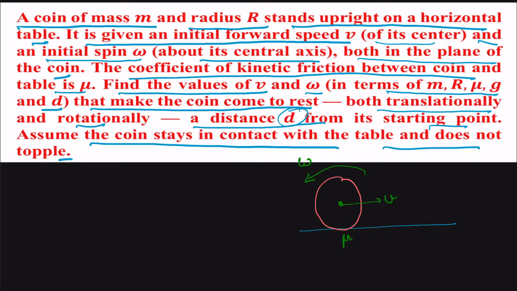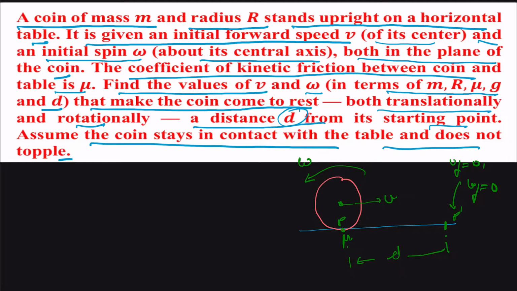Suppose the distance is d, the coin moves from this point P to this point P prime, and this distance is given to us as d. So it stops at P prime. As soon as the coin stops, the final speed of its center will be equal to 0, and its angular speed will also be equal to 0. So at this point, vf will be equal to 0, as well as omega f will be equal to 0.